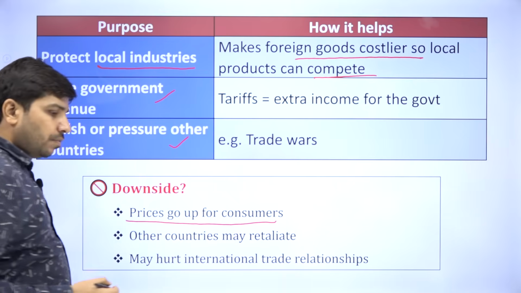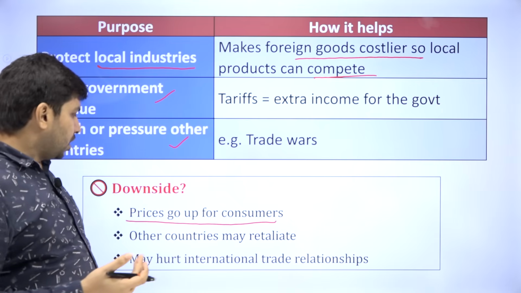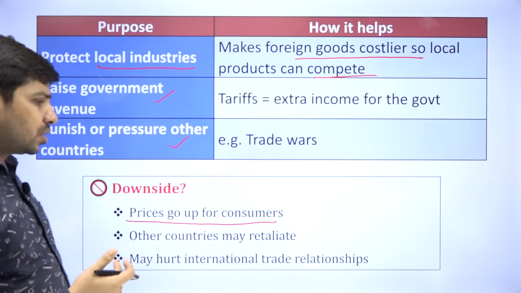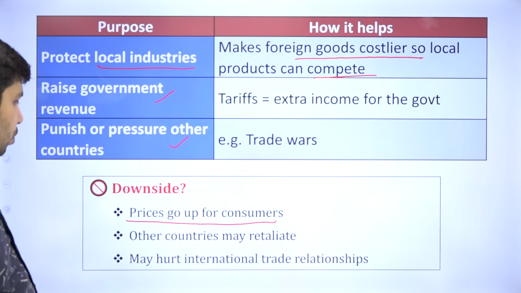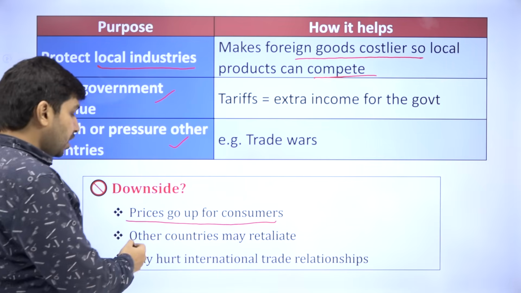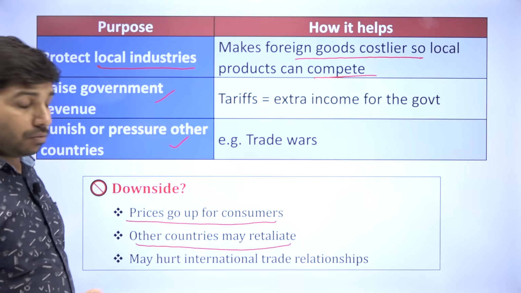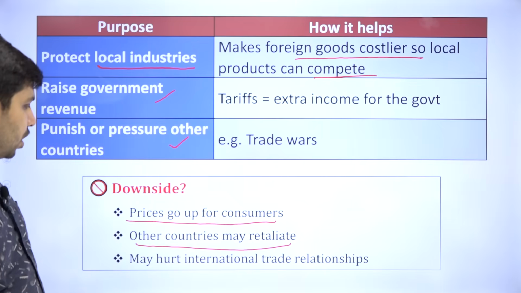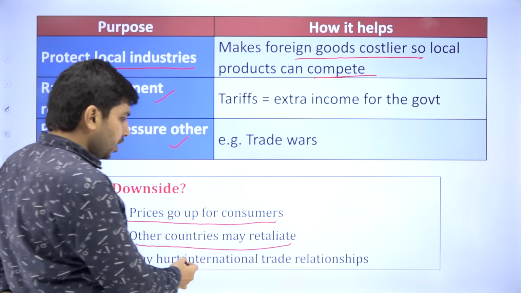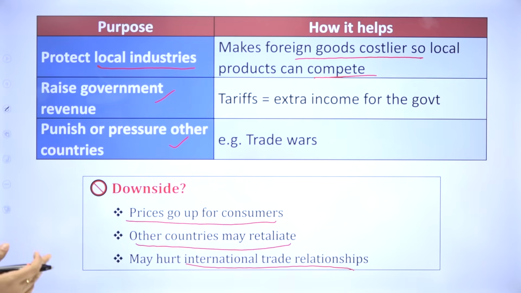If you are discouraging imports, then for consumers there will be less competition in the market and prices will go up. Other countries may retaliate, like China threatened to retaliate, which is actually a prelude to trade war, and it also may hurt international trade relations. So these are some basic features regarding tariffs on trade.